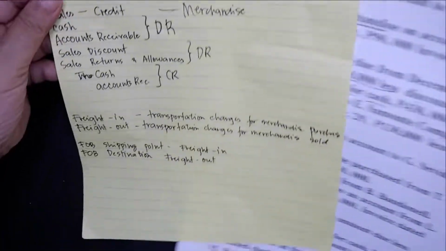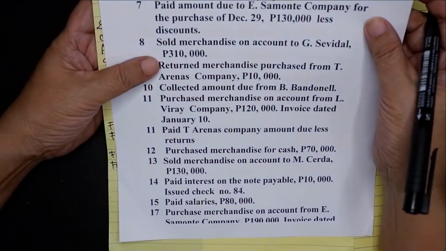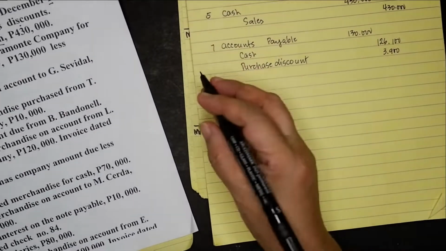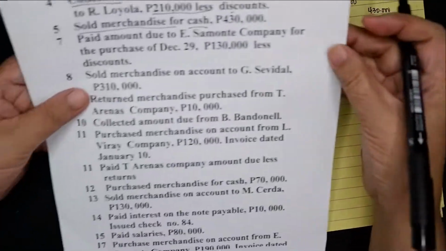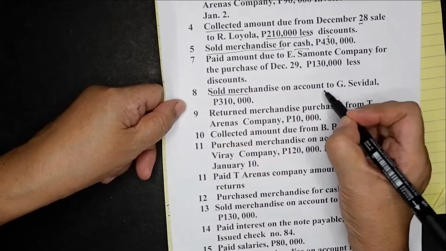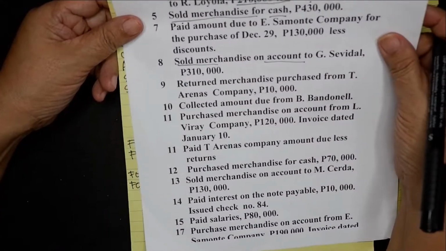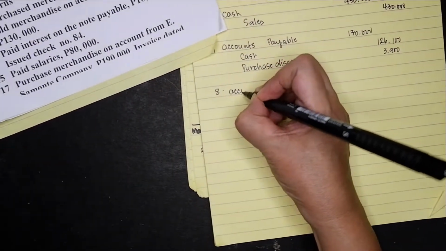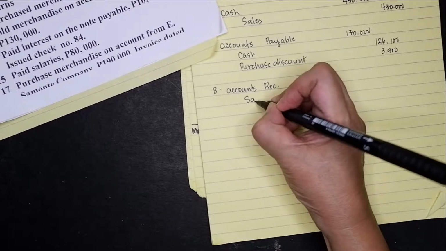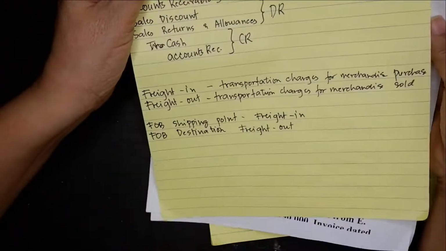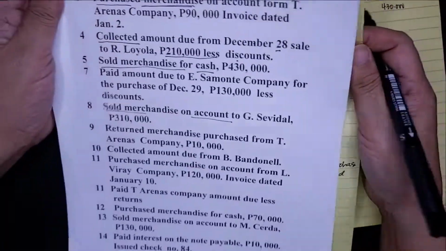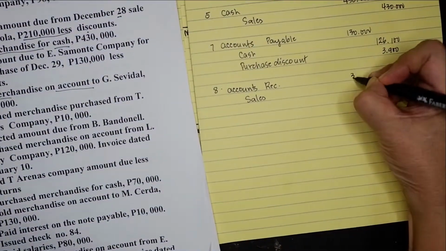Then we have 8. Sold merchandise on account to GC Vidal, 310,000. Sold merchandise on account, so it means it is accounts receivable. So debit accounts receivable and credit sales. Again, our guide, that is debit accounts receivable and credit sales. How much is that? That is 310,000.